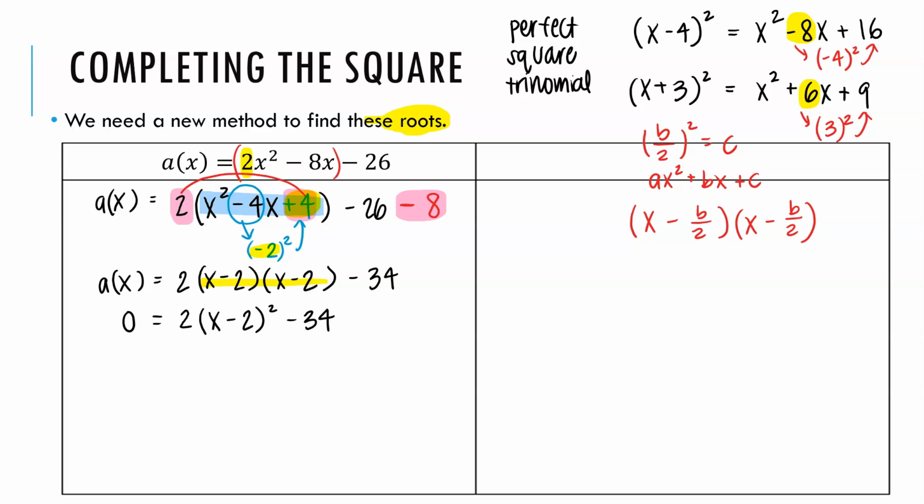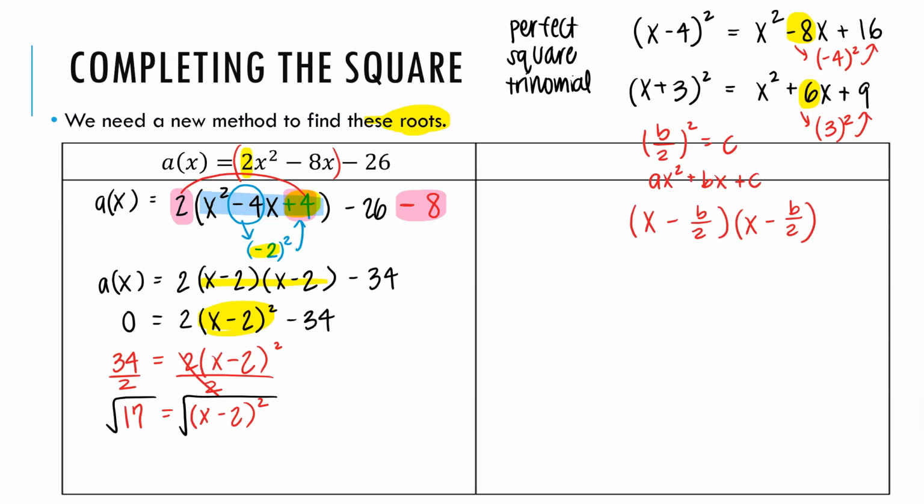My goal is to keep the (x − 2)² by itself on one side of the equation, so I'm isolating the squared binomial by first adding 34 to both sides. 34 is equal to 2(x − 2)². Dividing both sides by the leading coefficient, 17 is equal to (x − 2)². Then I'm taking the square root of both sides.